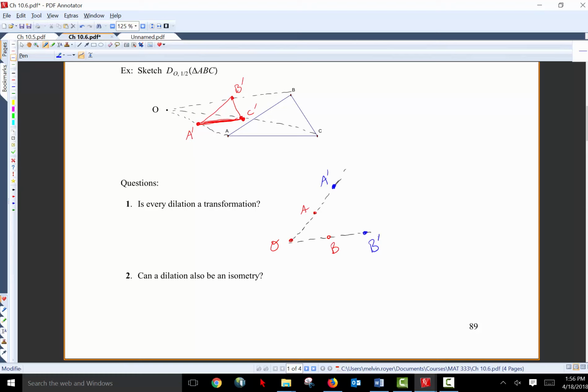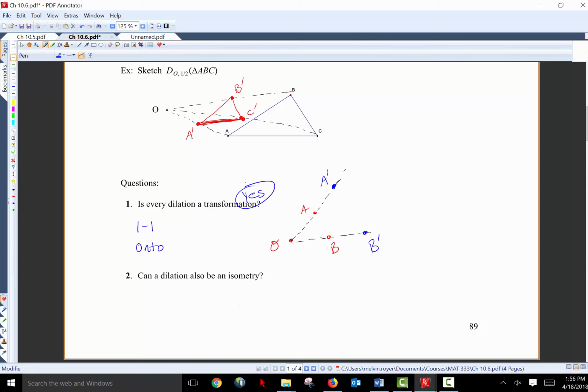Or there's another case that I should think about. What if A and B really were on the same ray, collinear with O? Well, then if they were different points, they'd have to be different distances from point O. They might be on the same ray, but when I dilated them, because their starting distances from O were different, their finishing distances would be as well, and they'd still be different points. So this is 1-to-1, and it turns out to be pretty easy to show that it is also onto. So dilations are transformations, yes.